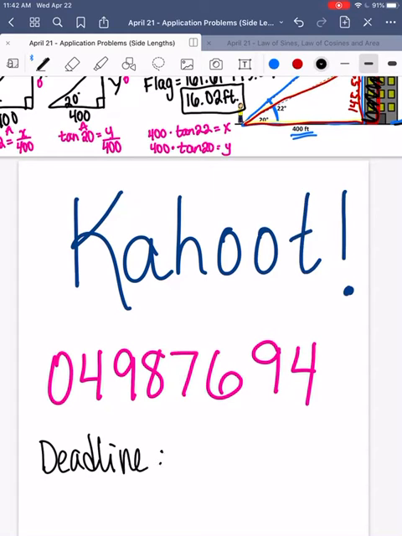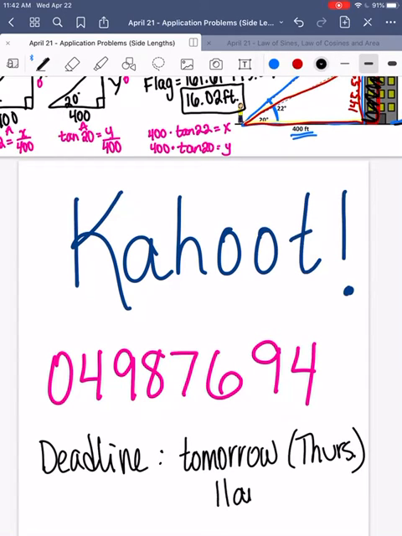The deadline is tomorrow, which is Thursday at 11 a.m. Just because that's typically when I'm getting to you guys. If you will try to have it done by then, go ahead and get it done today, or you can do it first thing in the morning. But I think if you go ahead and do it today, that would be great.